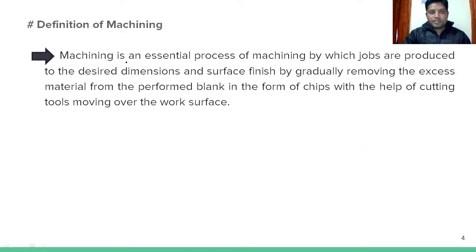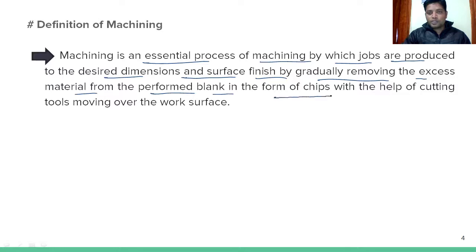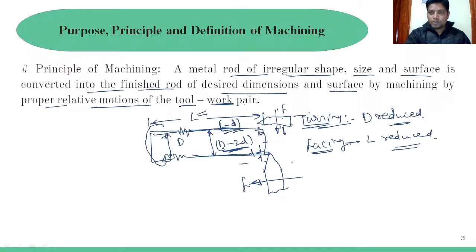If we talk about the definition, then machining is an essential process by which jobs are produced to the desired dimensions and surface finish by gradually removing the excessive material from the preformed blank in the form of chips with the help of the cutting tools moving over the workpiece surface. With the same diagram I'm using, initially if it is a casted product, then we simply call it a blank. So we have this blank and we use the combination of the tool and the workpiece pair, and we are removing the material.